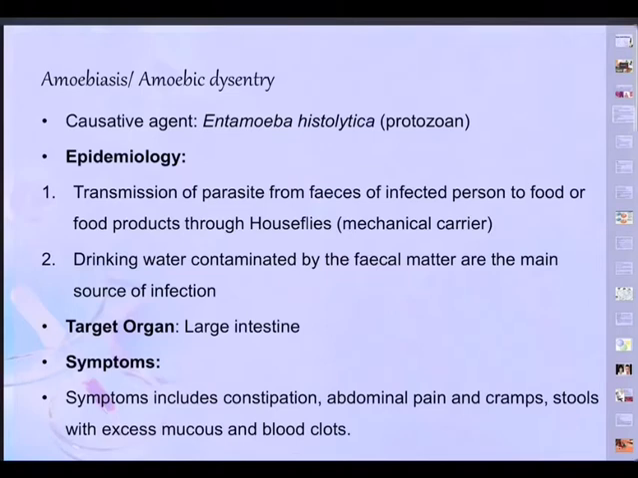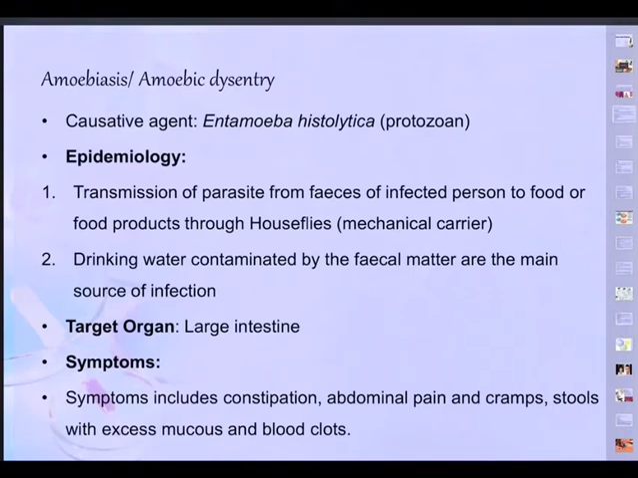So the parasite is transmitted from the feces, the bowels of an infected person, to food or food products through houseflies. Of course, houseflies only carry it superficially, mechanically. They don't allow it inside; it's not endo, it's exo. And drinking water contaminated by fecal matter, particularly from rivers and lakes, is the main source of infection, so one must be very careful about that.